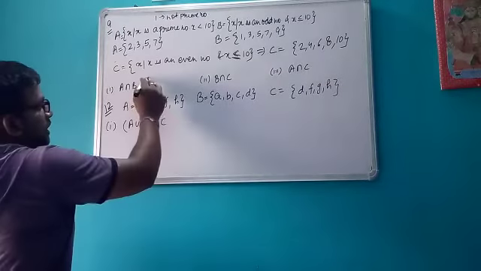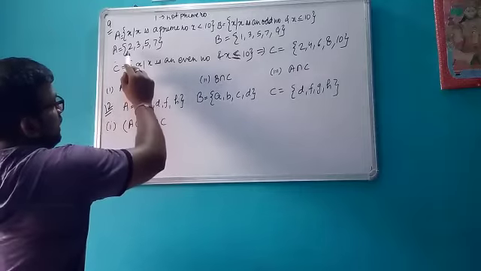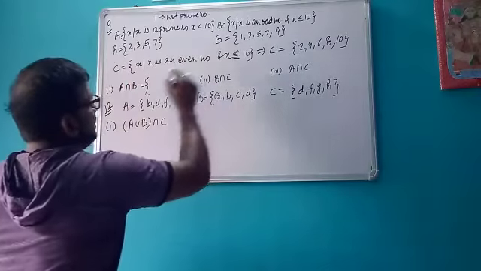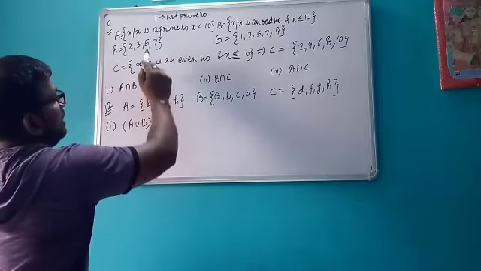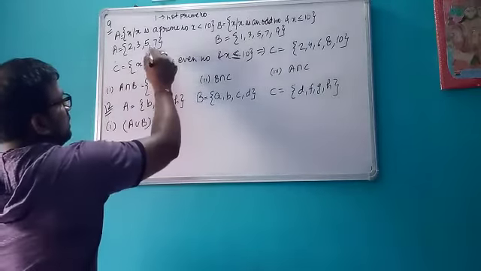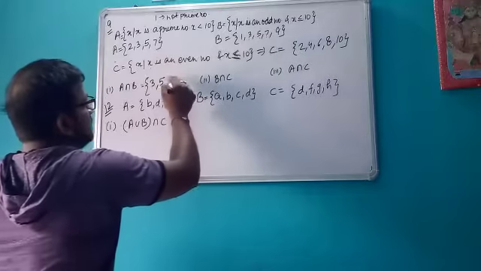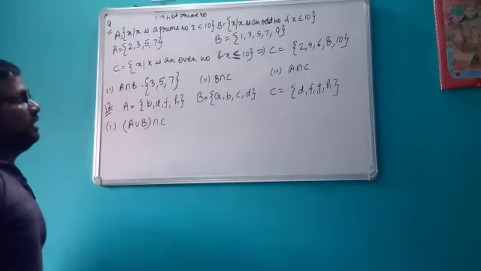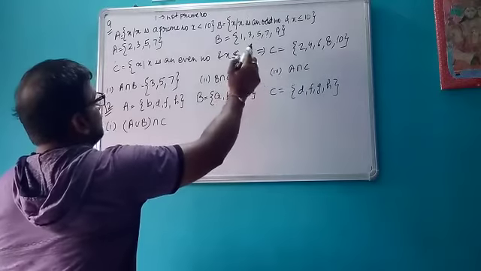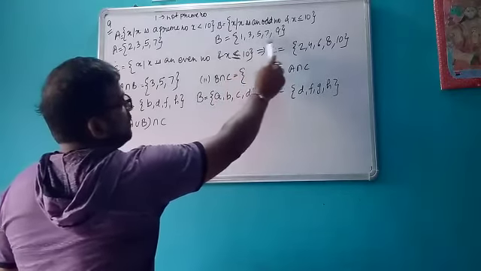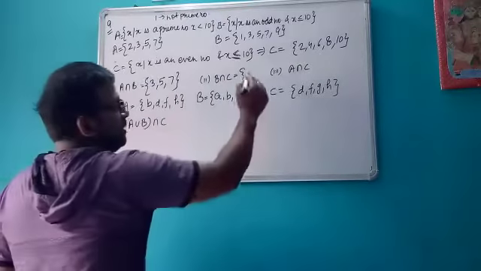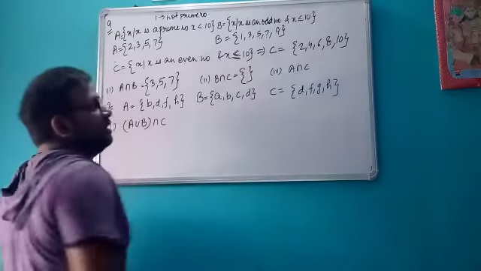Now we will calculate A intersection B. So A intersection B means common elements, that is 3. So 3 is there. Then 5, and 7. So this will be A intersection B. Then we have to calculate B intersection C. So B is 1, 3, 5, 7, 9 and C is 2, 4, 6, 8, 10. No element is common, that means B intersection C is the null set.